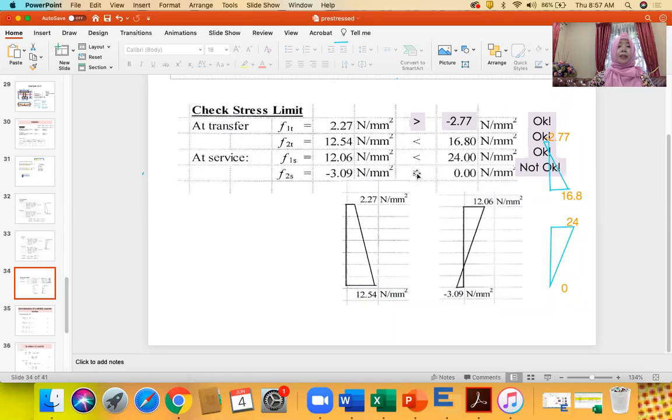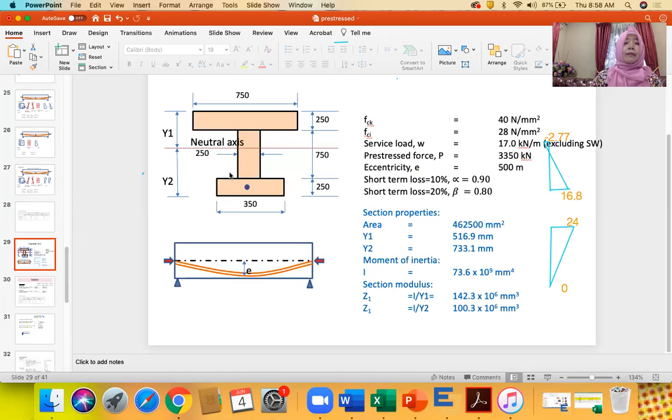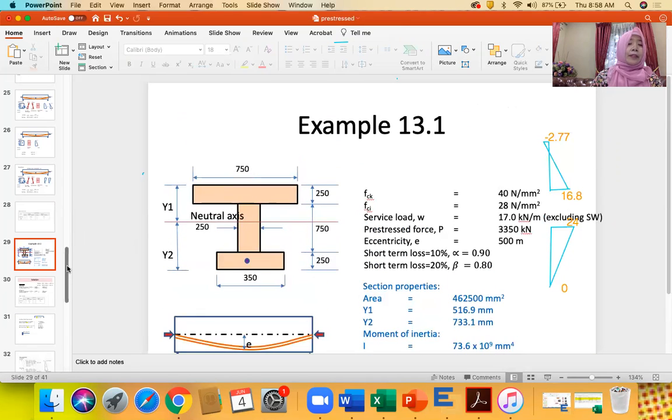This one is actually not greater, this is less. Sign convention. Okay, that is the solution for our example here, Example 13.1.